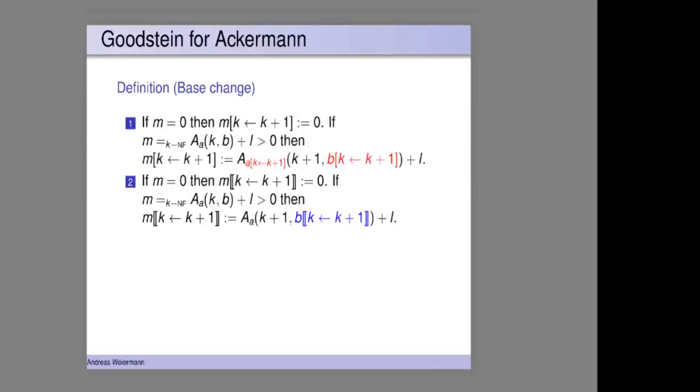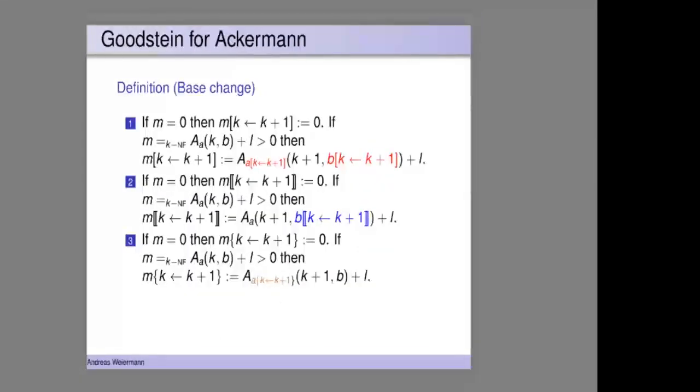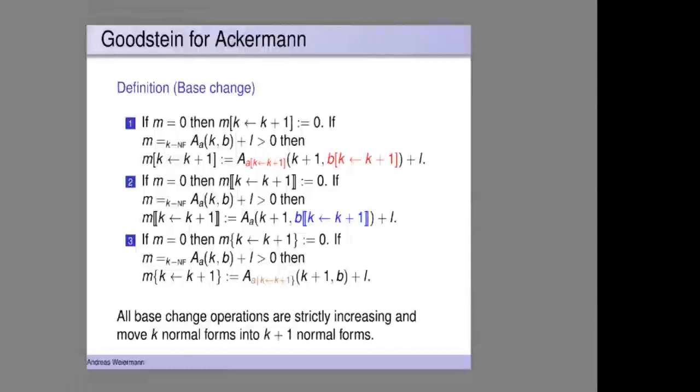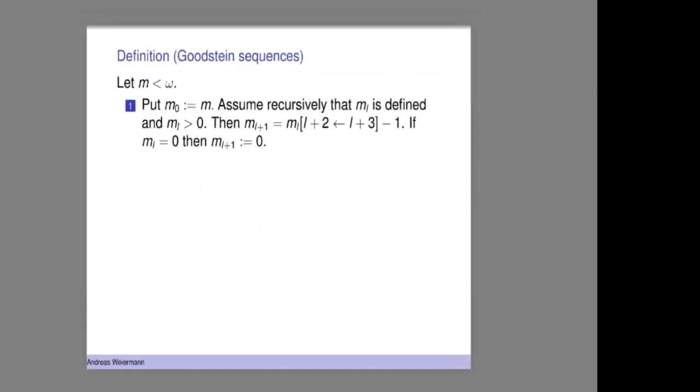And the third base change, which I'm interested in, is I take my number m, write it as before in k normal form, and I only perform base changes in the index a. And of course, I change the Ackermann function index k by k plus 1. Now, given these three base change operations, I come to three Goodstein principles. These base change operations are strictly increasing, and they move k normal forms into k plus 1 normal forms. This is a sort of easy verification.